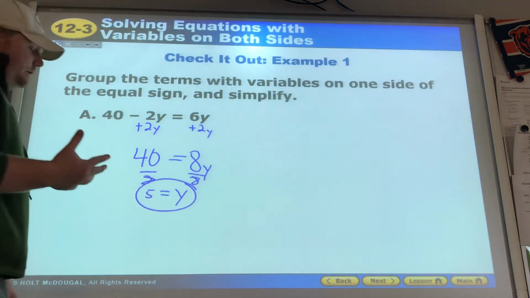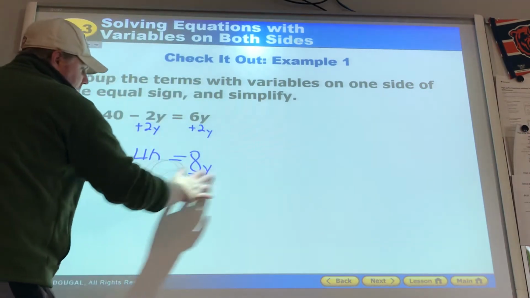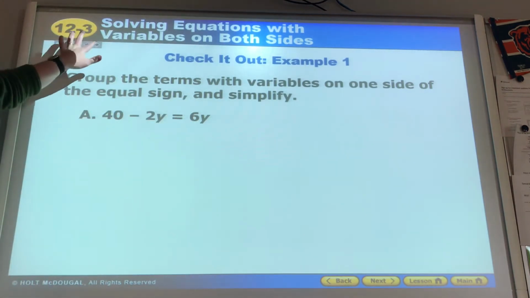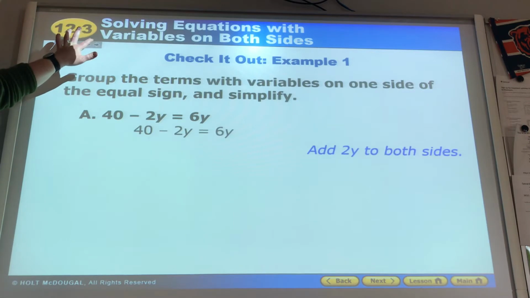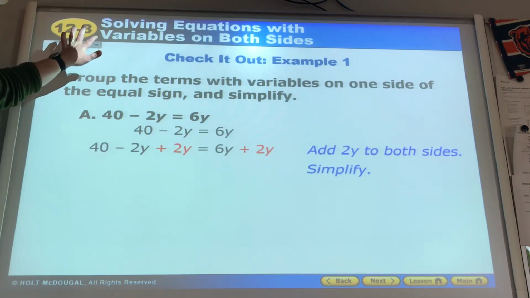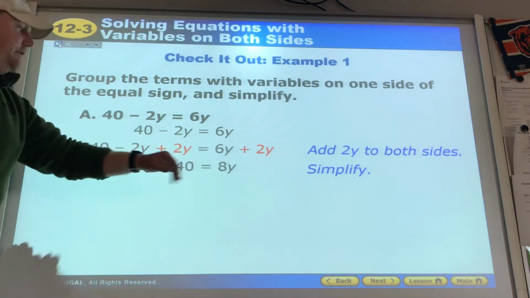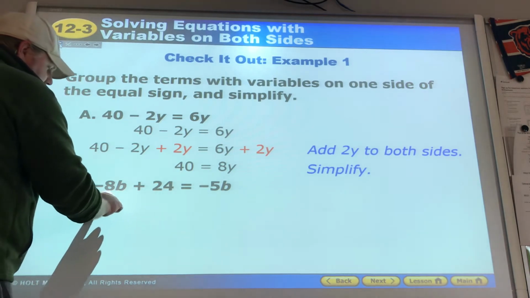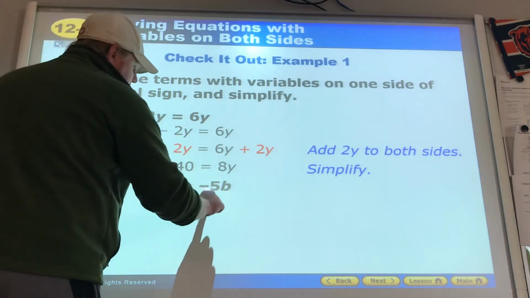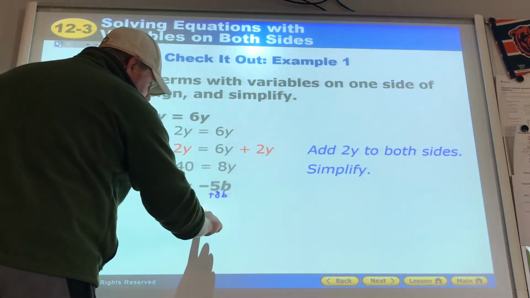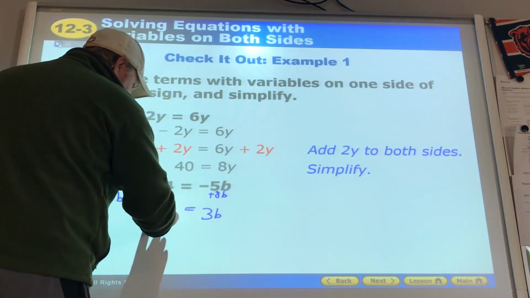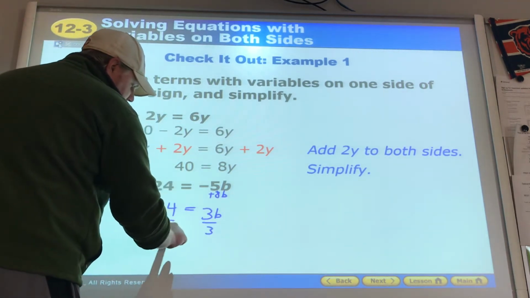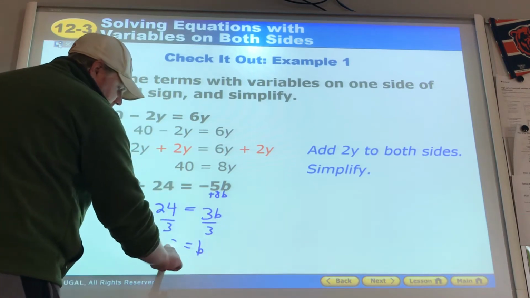So we're looking for this, and we can combine like terms, even if they're not on the same side, by doing the same thing to each side, like we did before. All right, we add the 2y to both sides. Simplify. I get 40 equals 8y. Here, I'm going to add 8b. I'm going to add 8b. 3b equals 24. Then divide by 3, b equals 8.